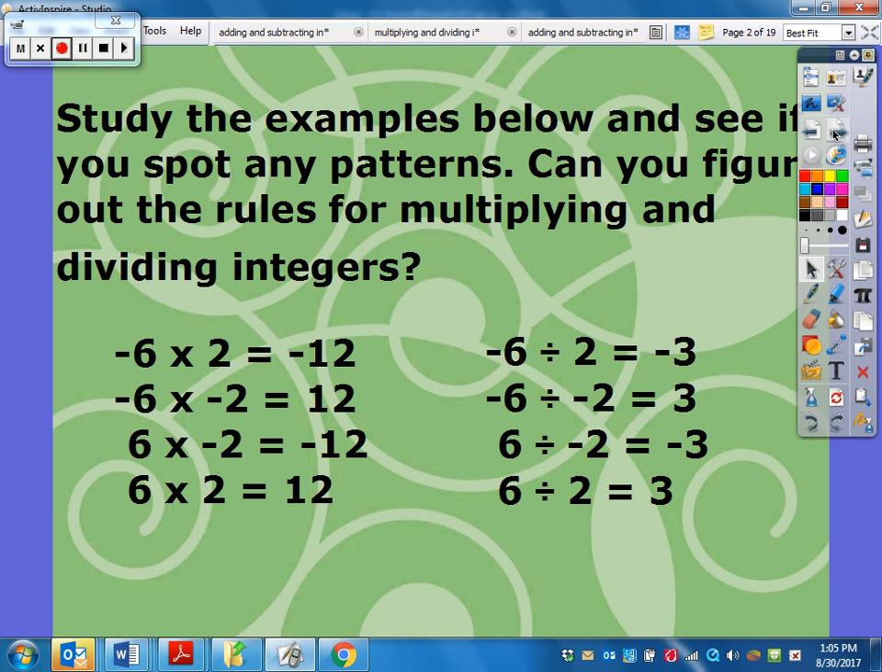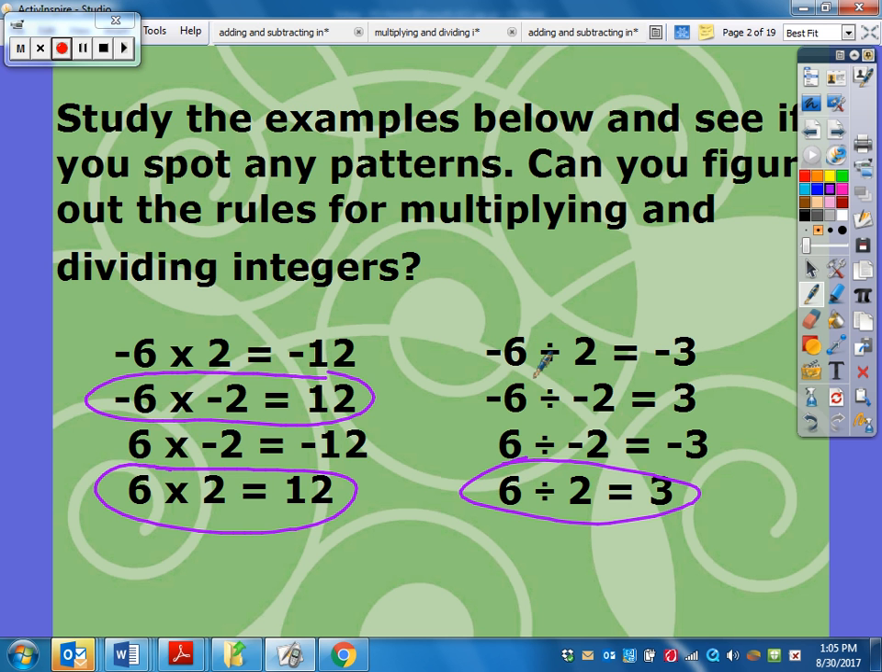The first thing that I like to point out on these rules are the last 2. That's right. If you have 2 positive numbers, your answer is going to be positive, just like you learned in 2nd and 3rd grade when you were first starting the multiplication and division facts. Let's look at what other answers are positive. This one gives you a positive answer, and this one gives you a positive answer.